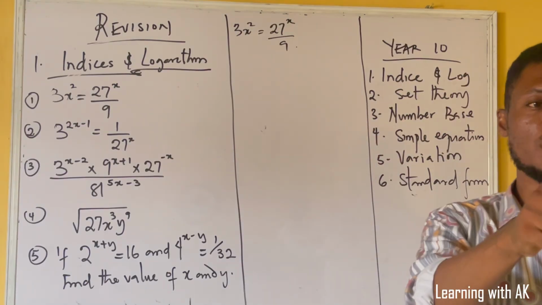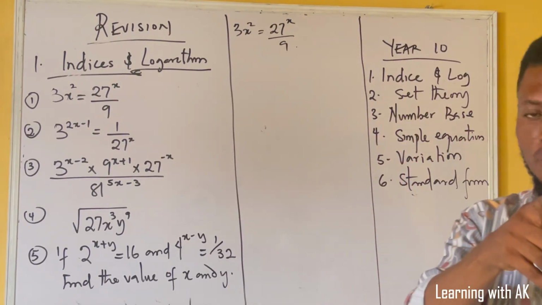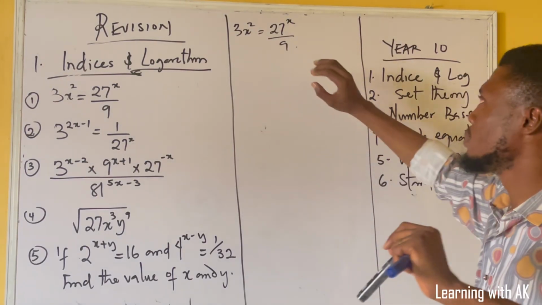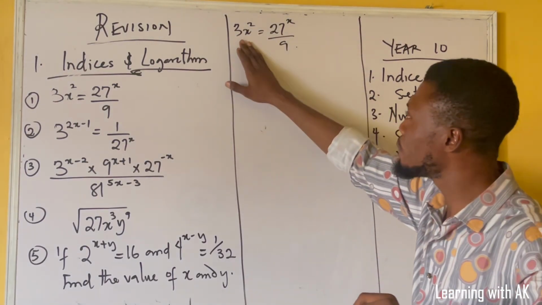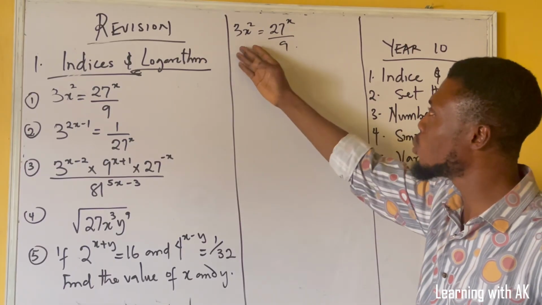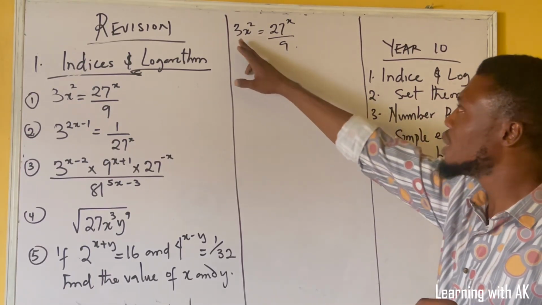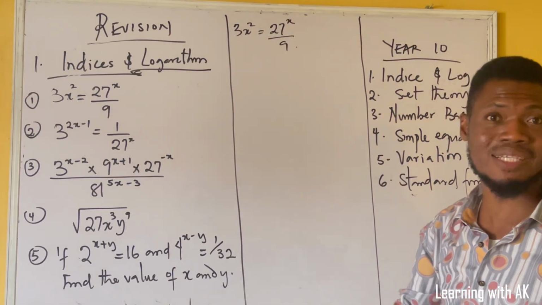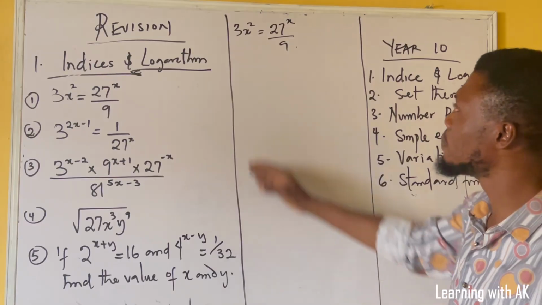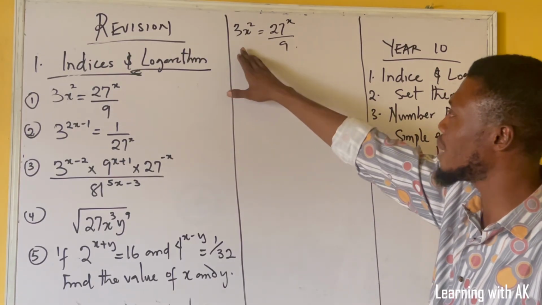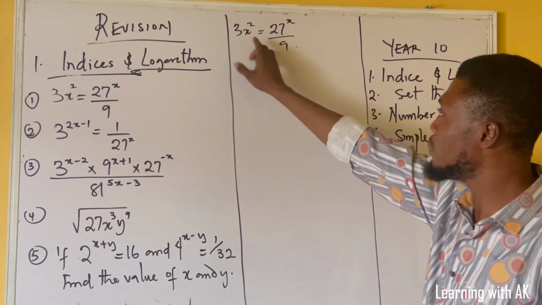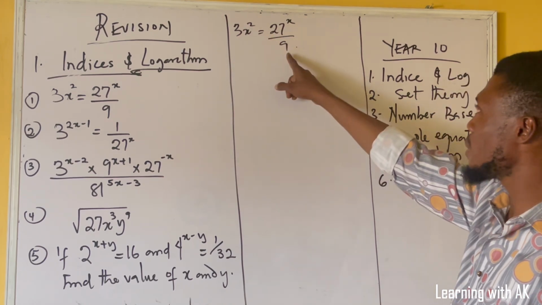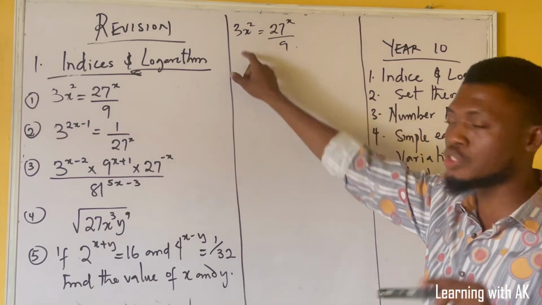Now, let me give you a cheat code while you're preparing for your exam. Once you have indices, look out for the numbers. Most likely look out for the least number there. The least number there will be what you use to express the other numbers in index form. I say again, the least number in this question is what? 3. Now if you look at 27, I can express 27 in terms of 3. I can express 9 in terms of 3. That's one of the cheat codes.